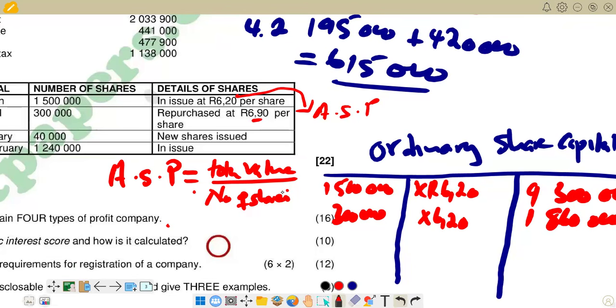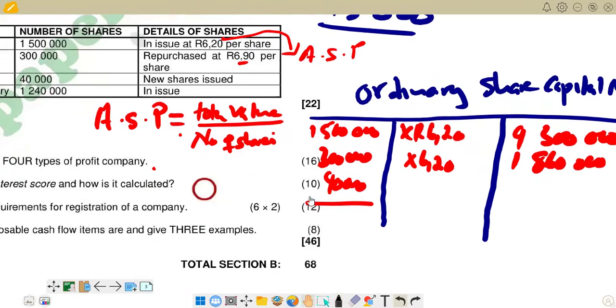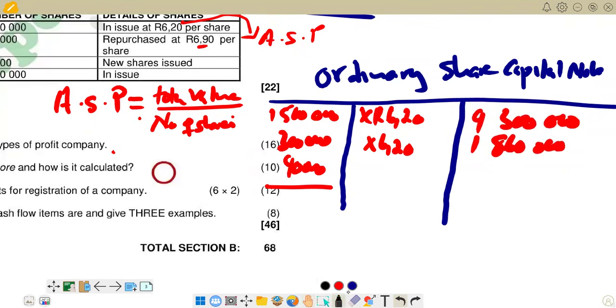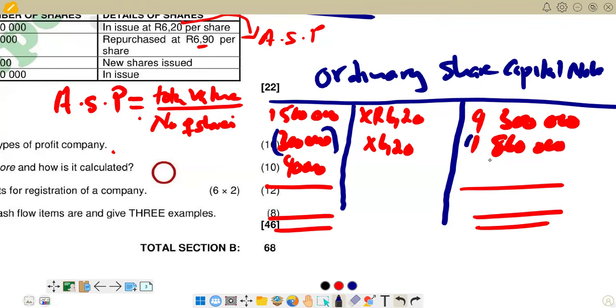Then we now have new shares that were issued. That is 40,000 shares that were issued. But we are not told at how much they were issued, so we cannot find the value directly. You can only find it as a balancing figure. And remember, when we are repurchasing, we are supposed to show a negative value. So the 300,000 that was repurchased should be in negative form. Here we're subtracting, and here we are subtracting also.